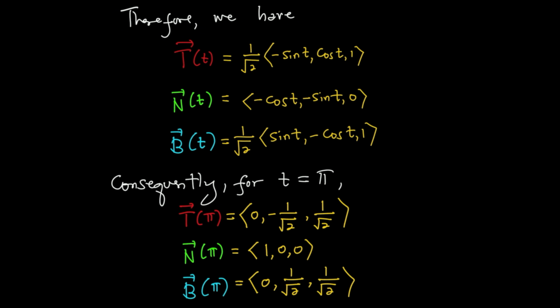And then finally, we have the binormal vector 0, 1 over square root of 2, and 1 over square root of 2. This one gives you 0, this one gives you negative 1, but this one is negative, so that's why this totals positive 1. And this one is also 1, that's why you have the same value 1 over square root of 2 for the second and third component. So this is how you obtain the moving trihedral at t equals pi.